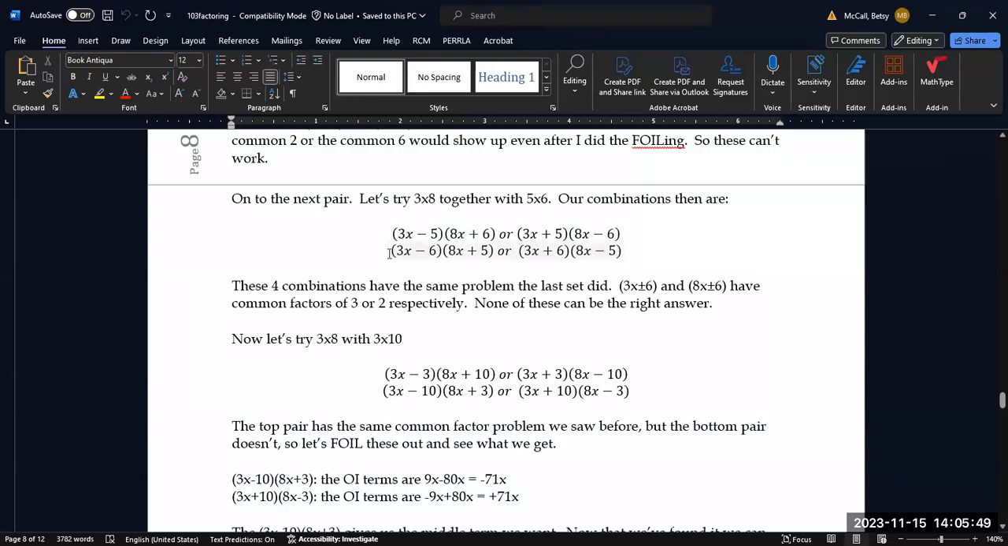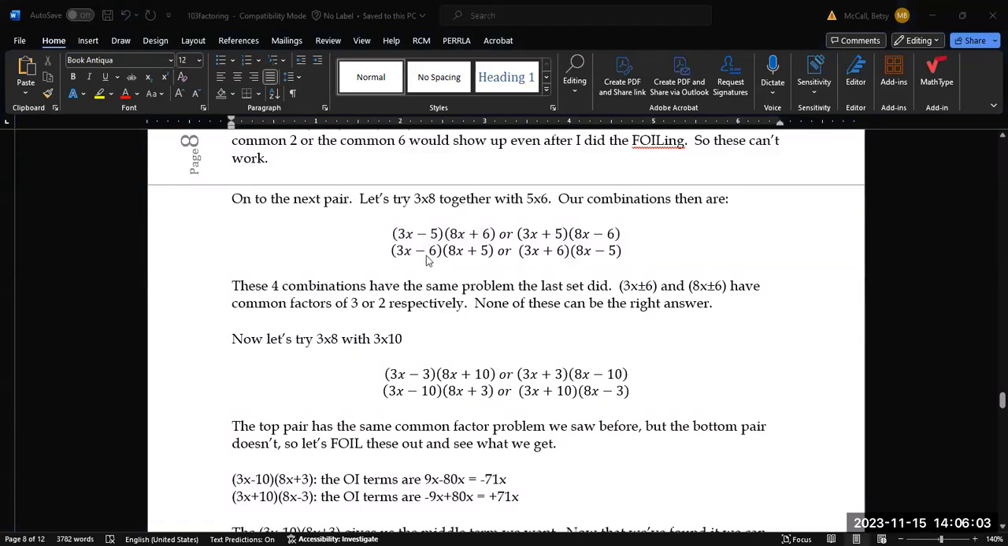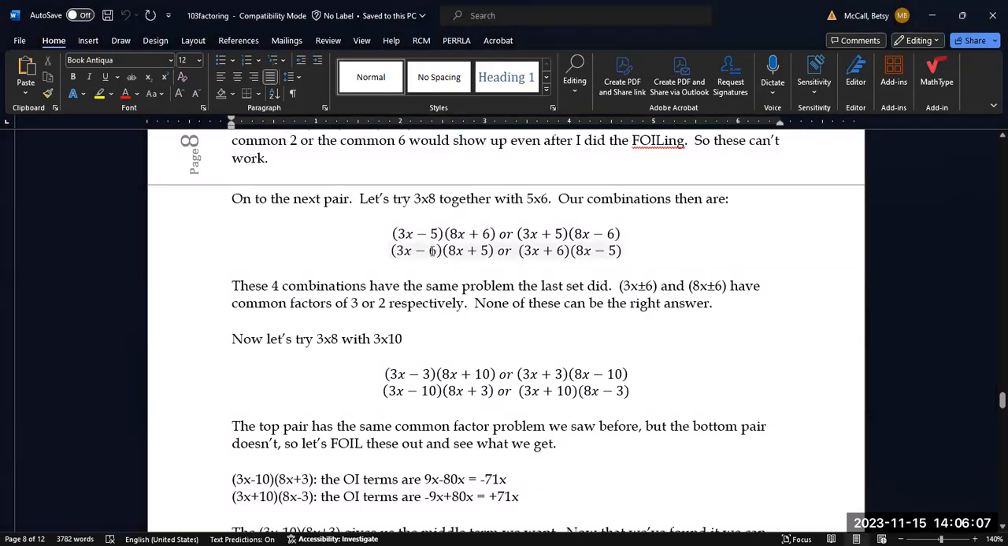Now, these can also be eliminated for the same reasons we saw before. 8 and 6 have a common factor. Our original problem doesn't have a common factor, so both of these are out. Same for 3 and 6. 3 and 6 have a common factor of 3. The original problem doesn't have that, so they can go.